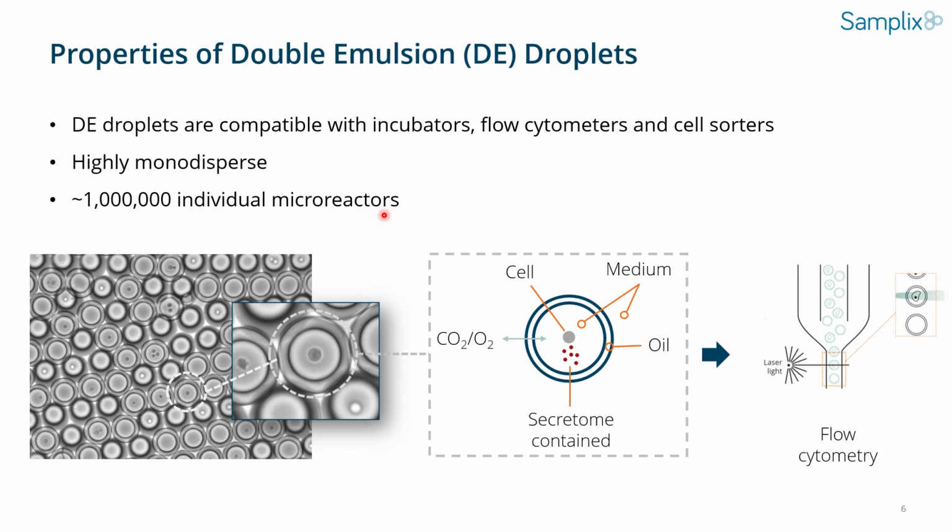The droplets are very monodisperse, and they are compatible with flow cytometers and cell sorters, and handling likewise is just by standard pipetting. They are incubated in standard CO2 incubators and so on. So it very much plugs right into the existing laboratory infrastructure.